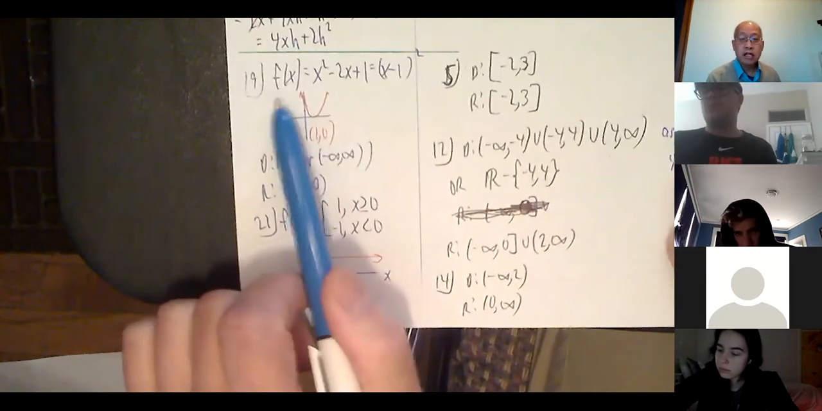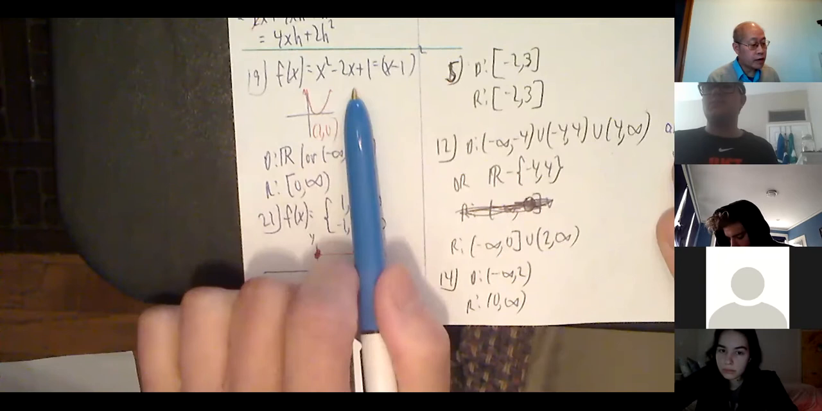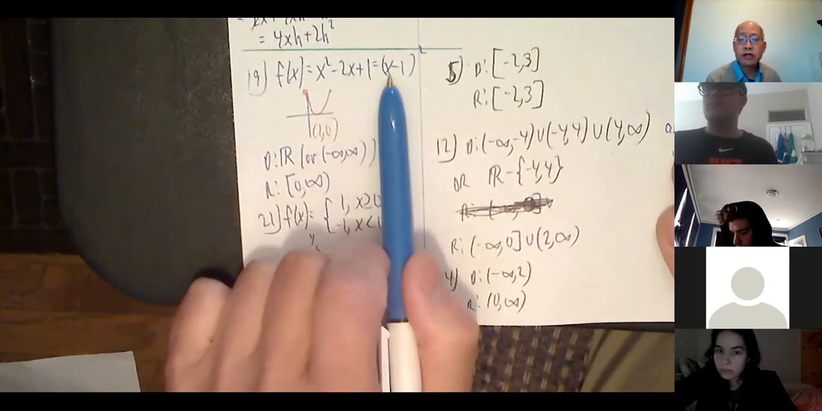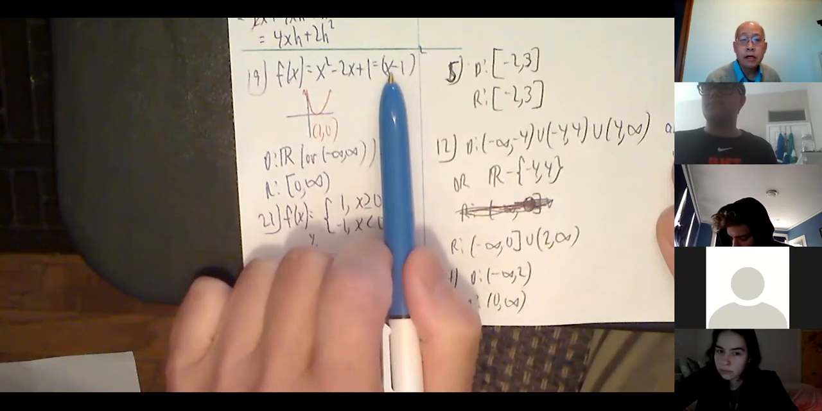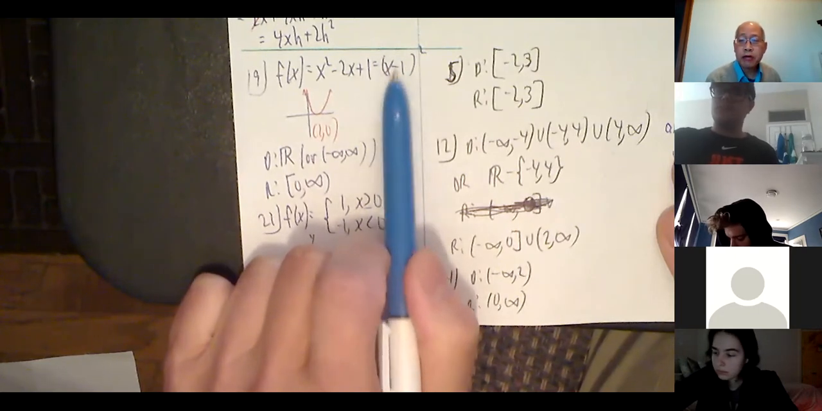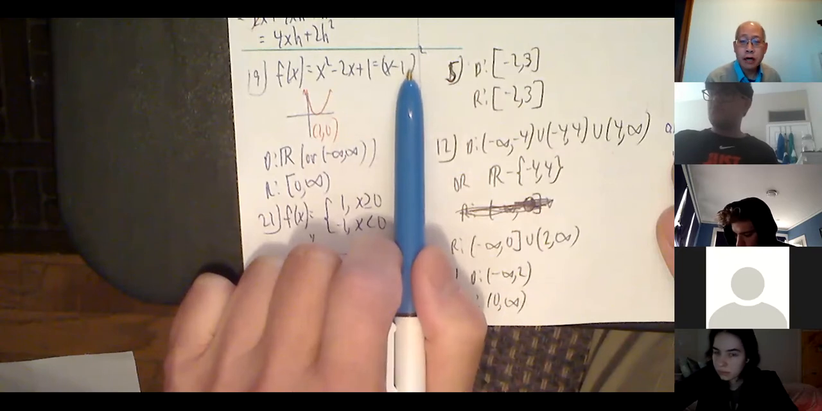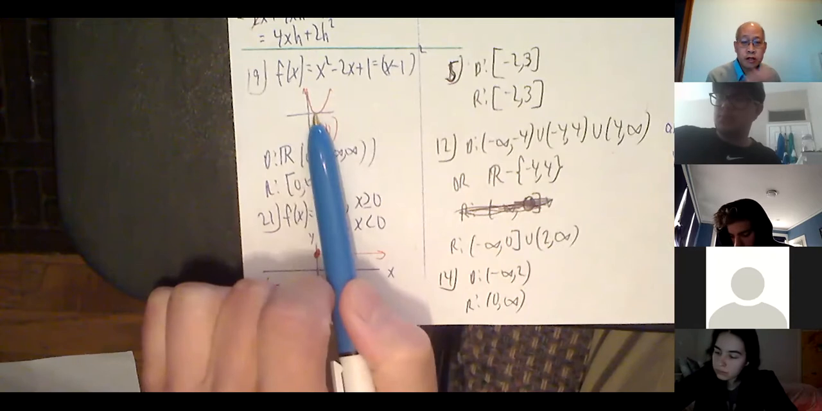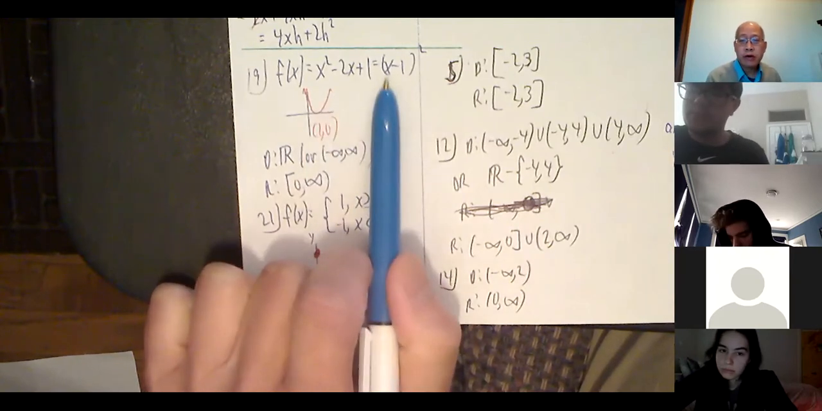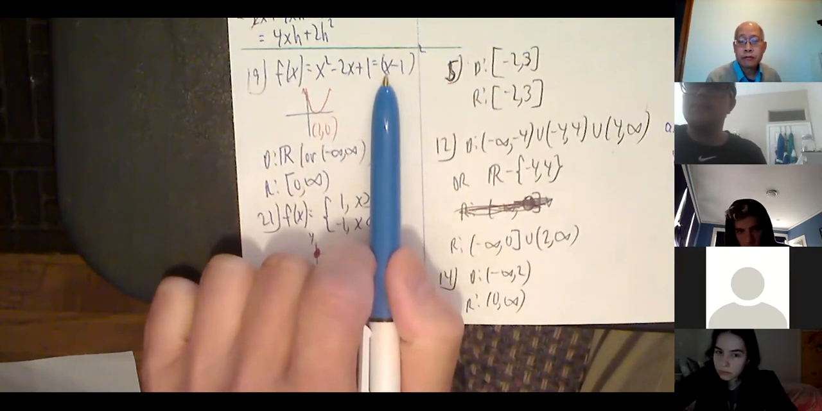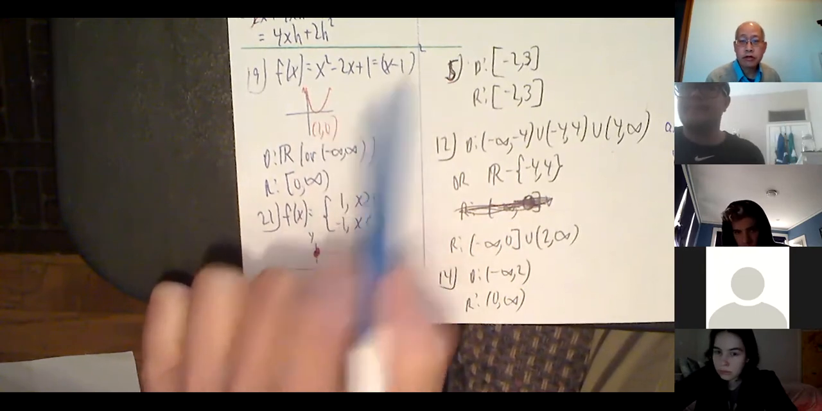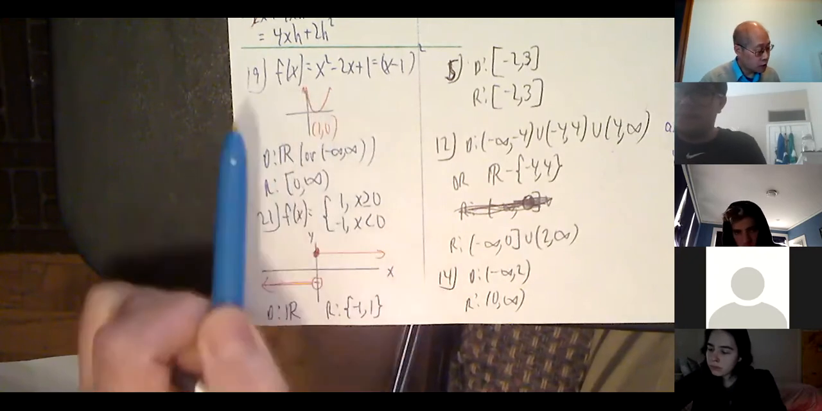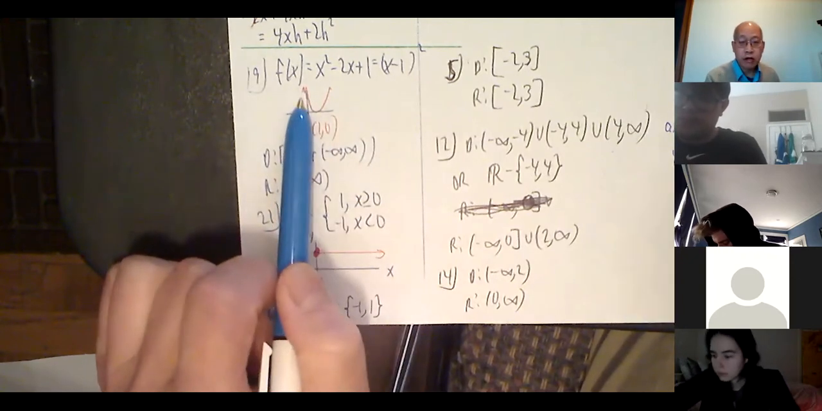Okay, so 19 says this, x squared minus 2x plus 1. It turns out this factors into x minus 1 squared. That's a parabola, which opens up. It's your basic x squared moved 1 unit to the right, right? And by the way, what do you get when you plug in 1? You get 0. 0 squared is 0. So it looks like this. For this particular one, it's nice to know a little bit of what the graph looks like.